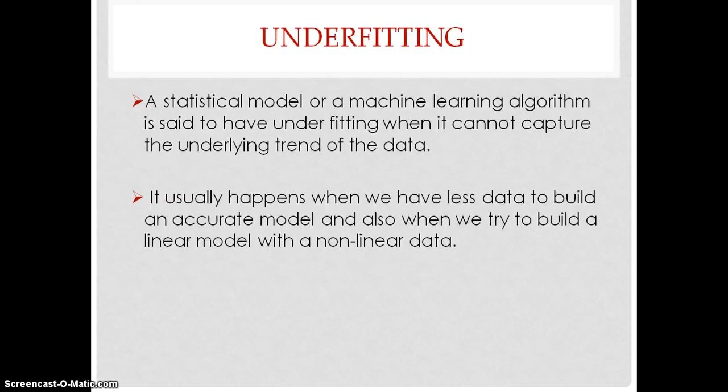And the next concept is the underfitting. It's totally opposite to overfitting. When there is a less amount of data, a statistical model or a machine learning algorithm is said to have underfitting when it cannot capture the underlying trends of the data. Means for the algorithm or for the machine, it becomes difficult to find the pattern of the data, to find the important things from the data, since the data is very small in size. It usually happens when we have less data to build an accurate model, and also when we try to build a linear model with non-linear data, when there is a variation among the data, and when the data is small, then such type of issue arises.